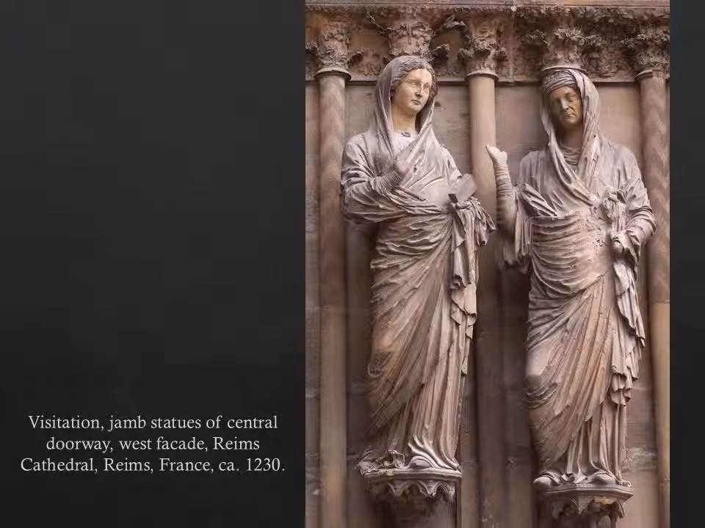And so here are some more jamb statues from Reims Cathedral. And here we see a visitation scene. And what's important about this is that we're actually starting to see some contrapposto with these figures. They're turned towards each other in a more conversational kind of style. They all resemble freestanding statues. Their arms and bodies are in motion. They actually seem to be conversing with each other.